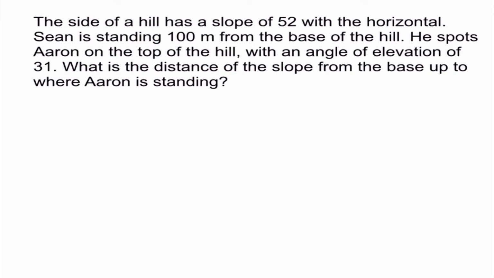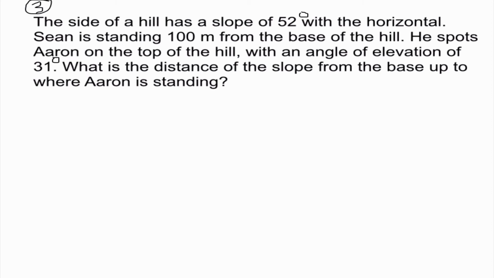Our last problem for today, number 3, it says, the side of a hill has a slope of 52 degrees with the horizontal. Sean is standing 100 meters from the base of the hill. He spots Aaron on the top of the hill with an angle of elevation of 31 degrees. What is the distance of the slope from the base up to where Aaron is standing? Okay, so this one sounds a little bit more complicated.